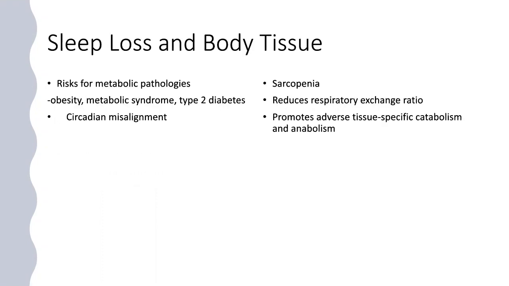So chronic sleep loss has been associated with metabolic pathologies such as obesity, metabolic syndrome, type 2 diabetes, and increased weight gain. It's proposed that sleep loss can cause a circadian misalignment, which could negatively affect tissue-specific metabolic pathways in adipose and skeletal tissues. Acute sleep loss could promote sarcopenia, which is the loss of muscle tissue, reduce respiratory exchange ratio, and promote adverse tissue-specific catabolism and anabolism.